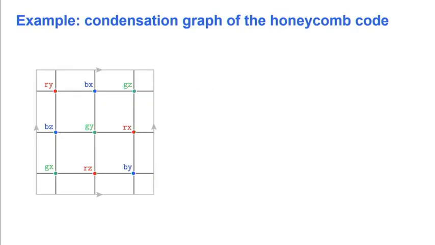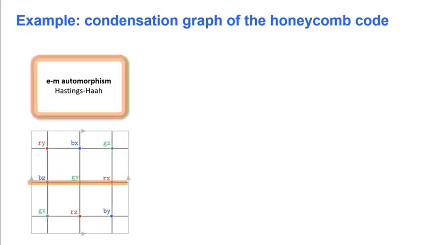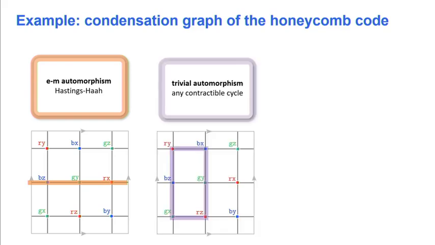So going back to the simplest example, the honeycomb code. The honeycomb code is in fact a part of a family of honeycomb codes, which has a condensation graph. Arranging the condensations of each simple boson into a graph gives us a torus. And whenever there is an edge on this graph, it means there is a transition by measurement between two different child models. So now, if we follow a path that goes around a non-contractible loop on a torus, we get an EM automorphism, one example being the canonical Hastings-Haah protocol.